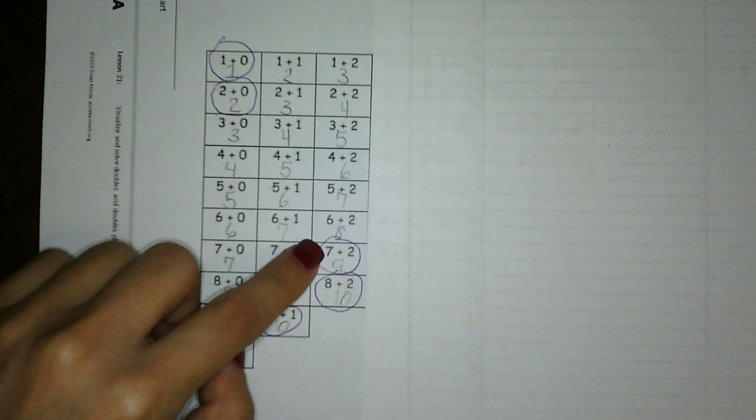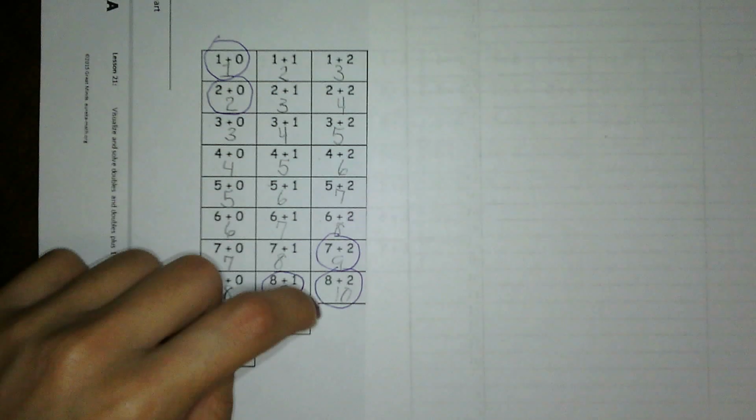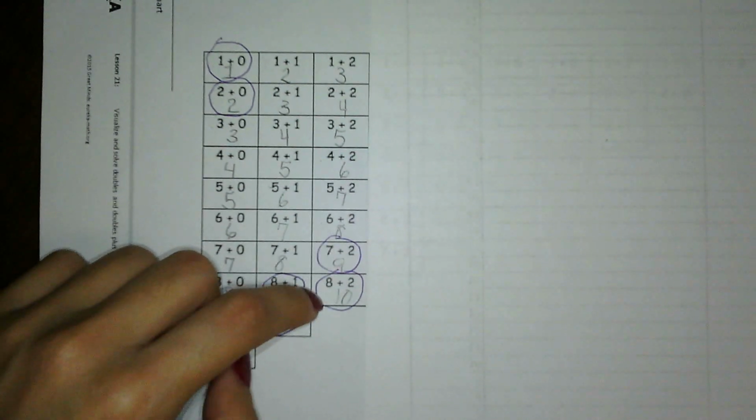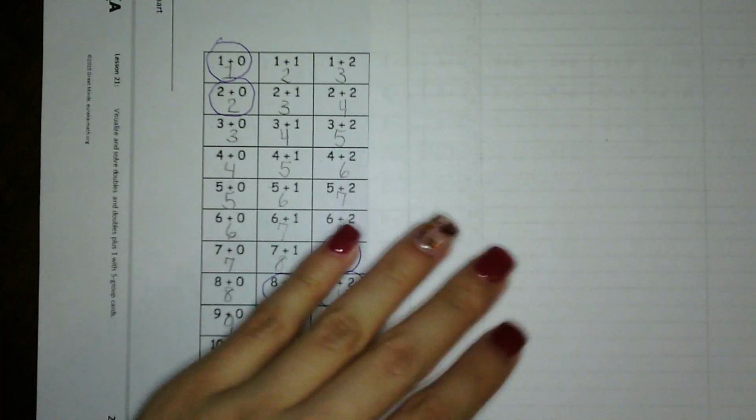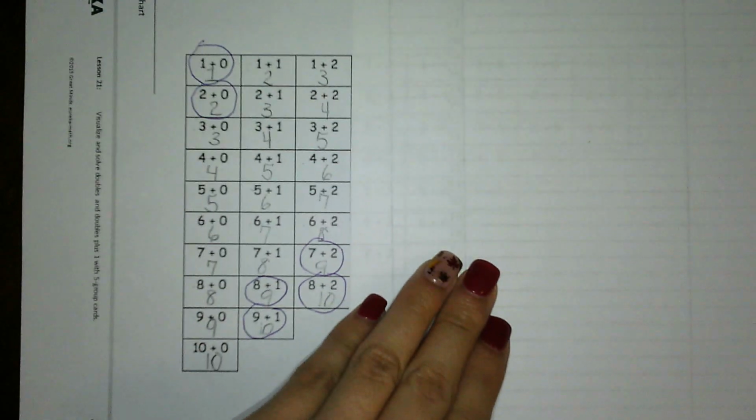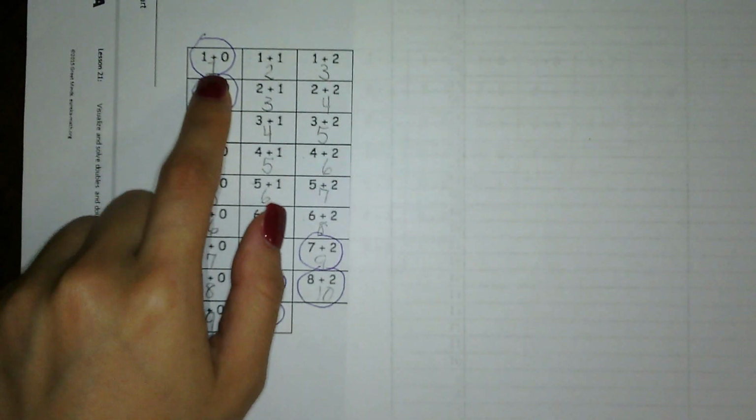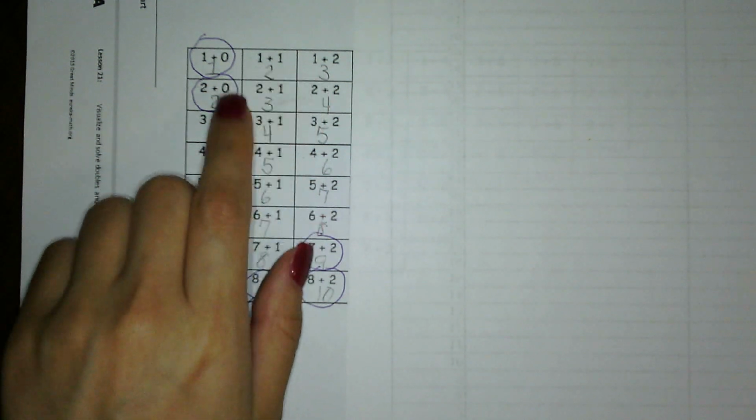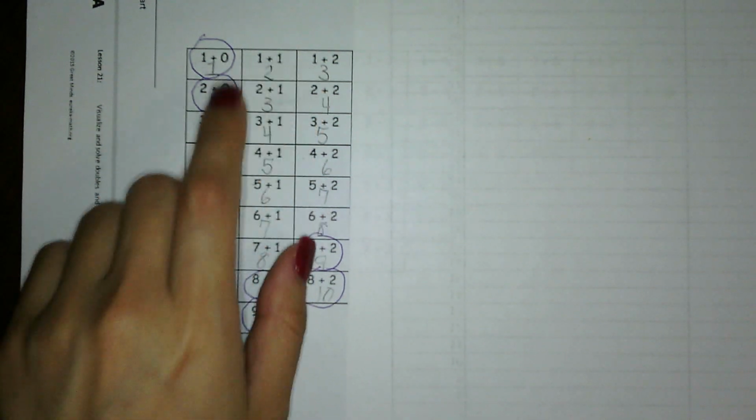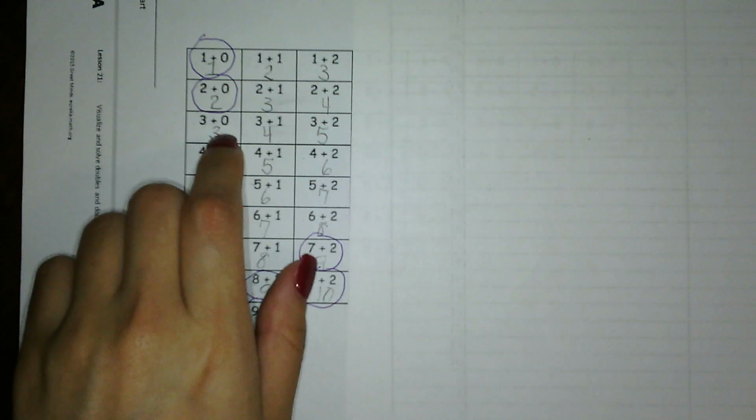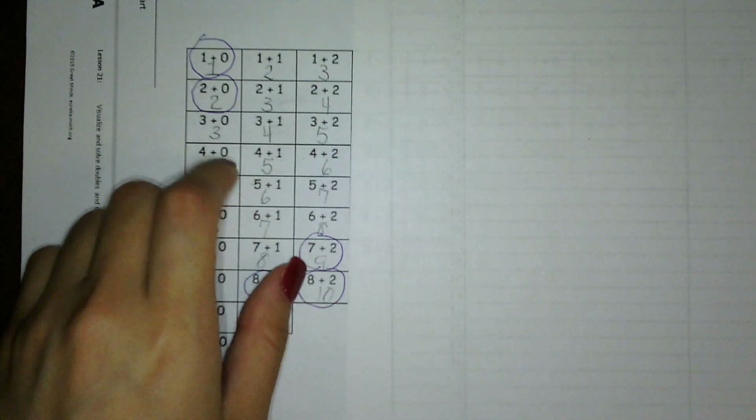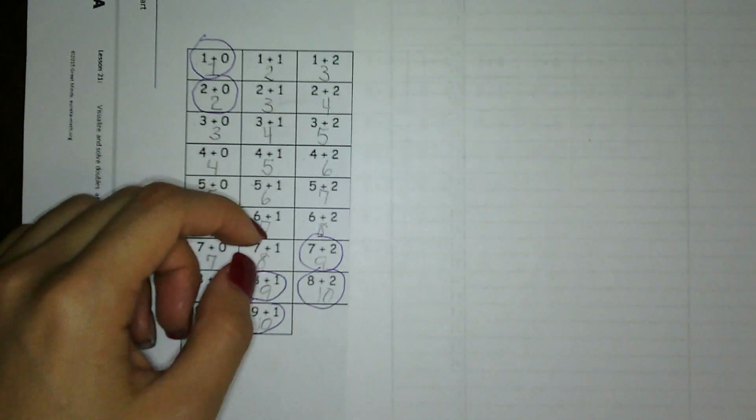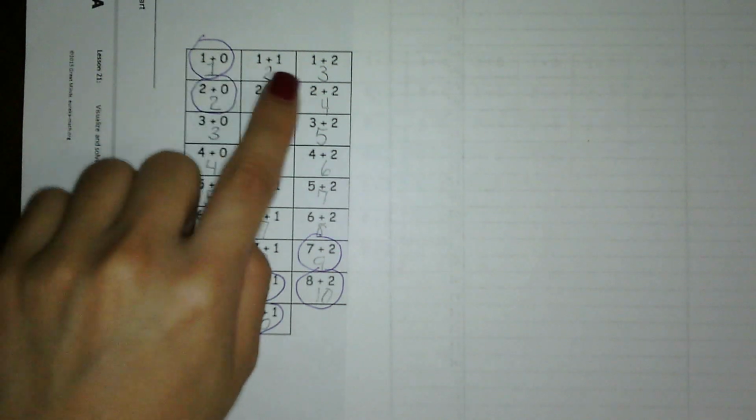So 7 plus 2 more is 9. 8 plus 2 more is 10. So the total is just going up by 2. So now let's notice our other pattern. Do you see the pattern in our totals? Look at our totals. 1, 2, 3, 2, 3, 4. That they're all in order, and they're all in order going down and going across.